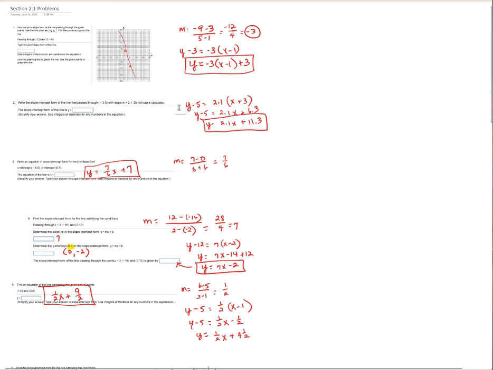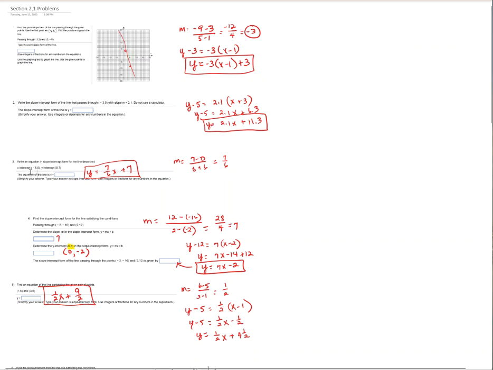And we've got 2 points. We've got 1 point and a slope here. So y minus 5 equals 2.1, you're given that, times x minus negative 3, so that'll be x plus 3. Then in this one, you want to go ahead and distribute the 2.1, and then you want to add the 5 to the other side. So 6.3 plus 5 gives you 11.3. So your final answer is here: y equals 2.1x plus 11.3.